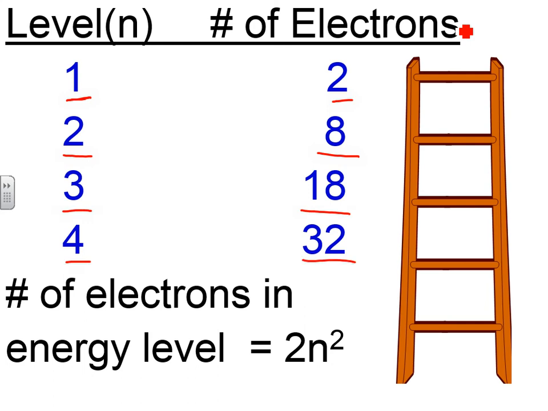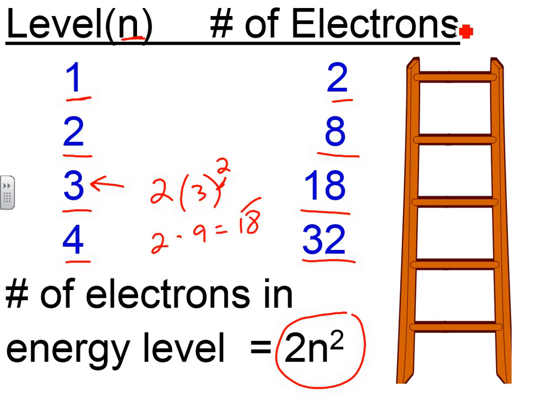These are interesting numbers, and they can actually be placed in a really simple equation, 2n squared. So if you have energy level 3, for example, you put that into this equation. Notice here n is the energy level. If you put 3 inside of here and you square that, and then multiply by 2, remember order of operations says you square first, that gives you 9. So 9 times 2 gives you 18, and that's how you get 18 electrons in the third energy level. Really simple equation to tell us how many electrons are in a certain energy level.